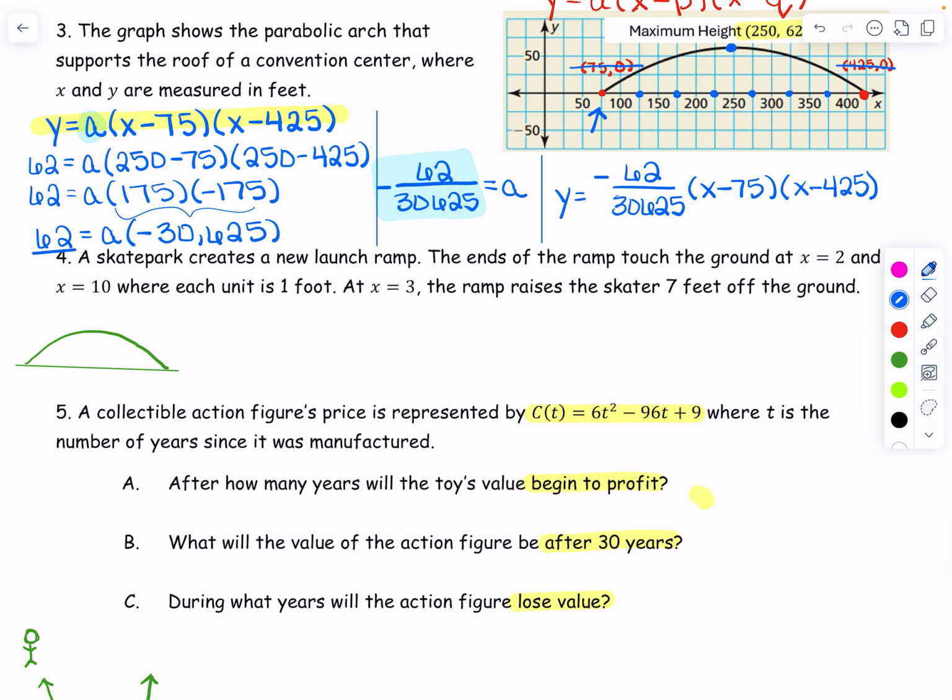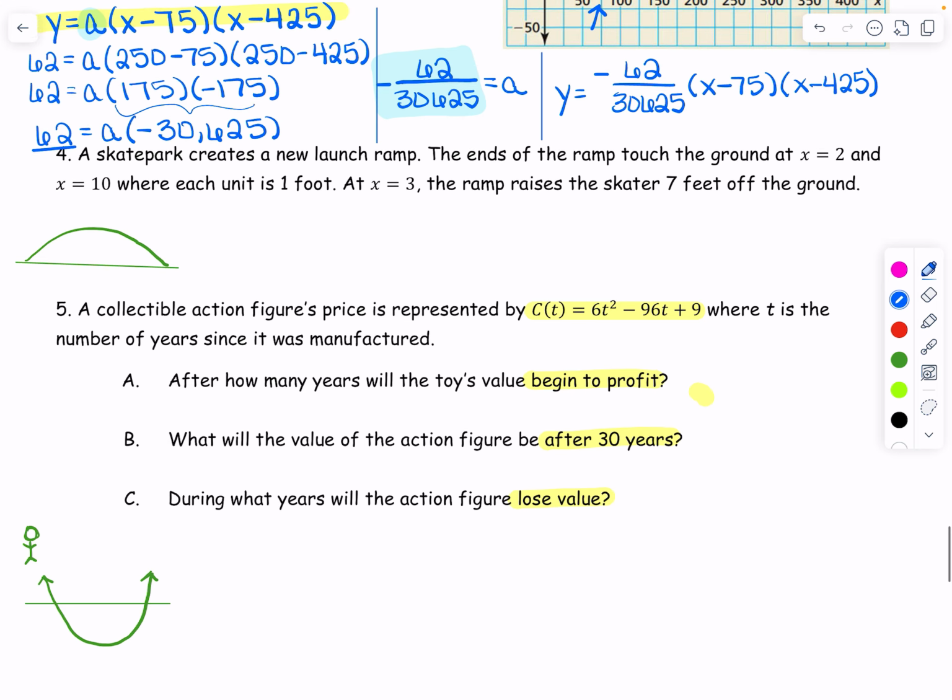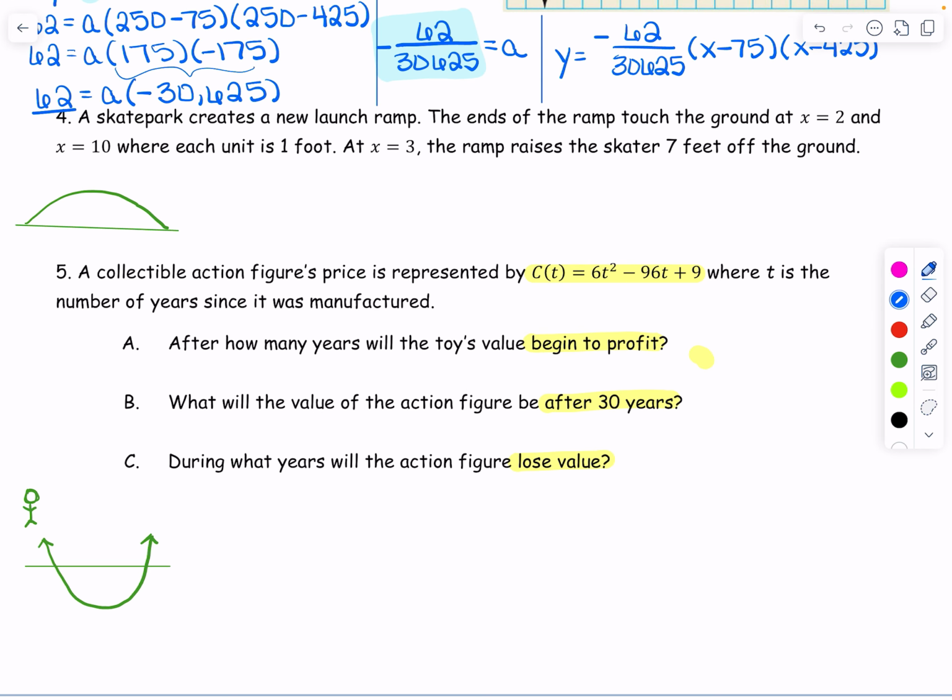On number 4, a skate park creates a new launch ramp. The ends of the ramp touch the ground at x equals 2. So here's 2, 0. And it touches the ground at x equals 10. So this is 10, 0. So I have 2 x-intercepts, so I already know that I can go ahead and use factored form. It also said each unit is 1 foot. That simply is telling us when they're measuring it, they're measuring by feet.